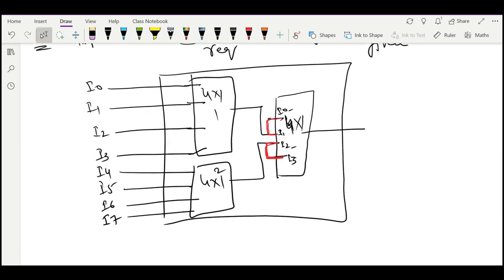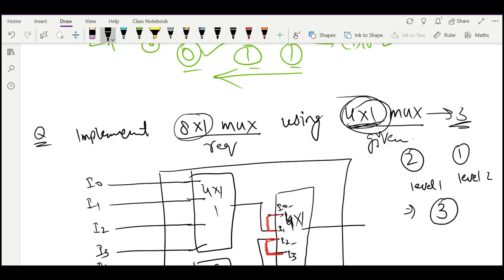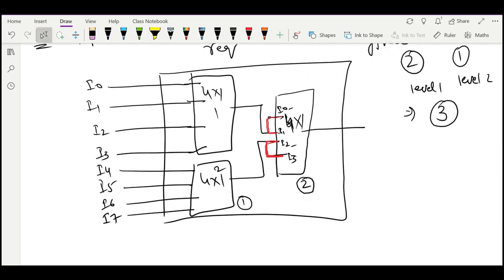So how many levels are used here? Level 1 and level 2. How many 4 into 1 multiplexers are used? 2 at level 1 and 1 multiplexer at level 2. So the total is 3 multiplexers. Okay. So 3 multiplexers are required and 2 levels are required.